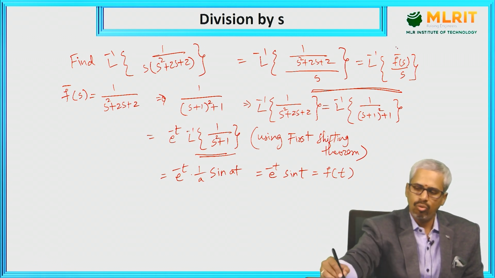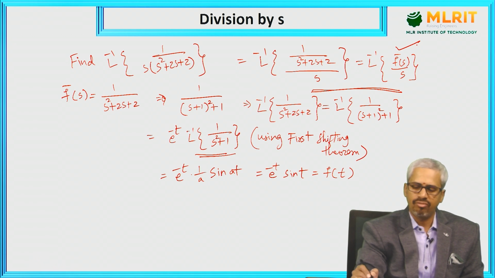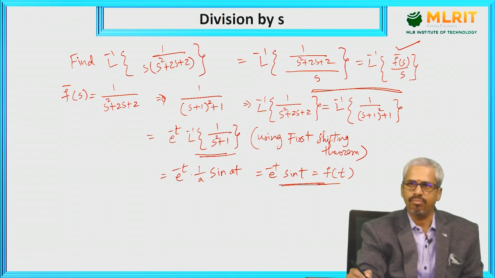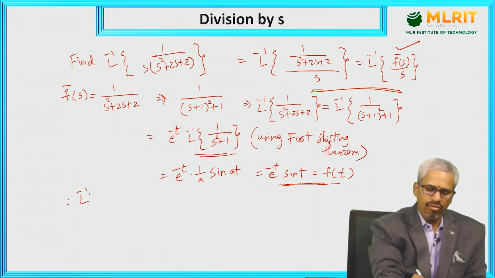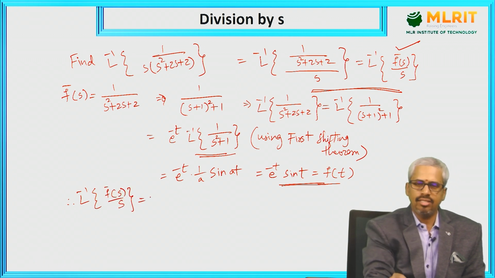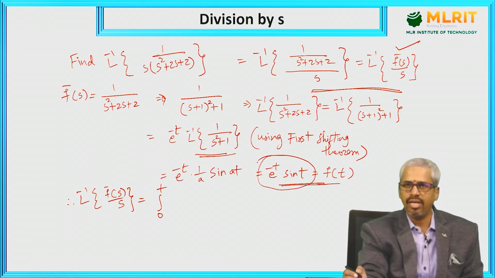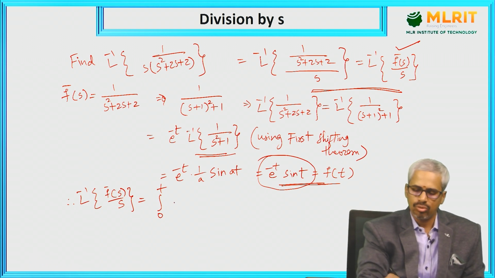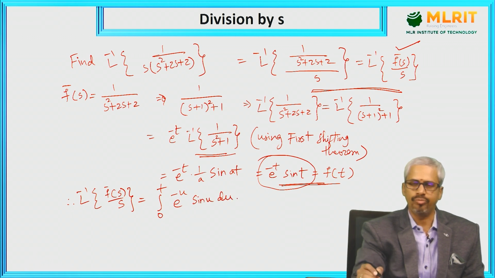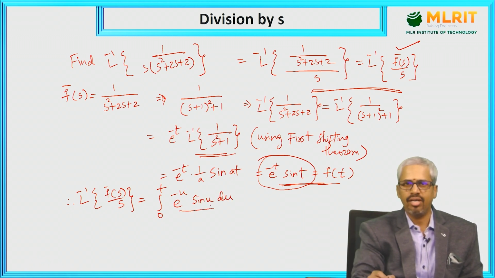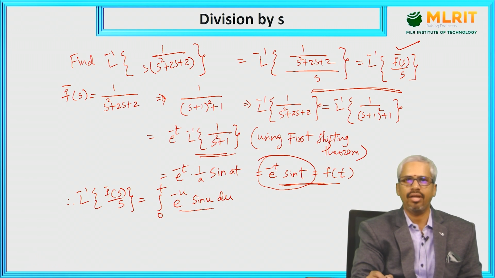So, to find L inverse of f bar of s by s, we integrate the function f of t. Therefore, it can be written as integral 0 to t f of u du. This is f of t, e power minus t sin t. I want f of u, so in place of t, replace with u. So, e power minus u sin u du. Now, you know how to integrate this. There is a separate formula. We do not apply integration by parts for this.